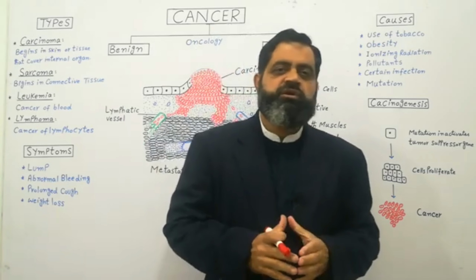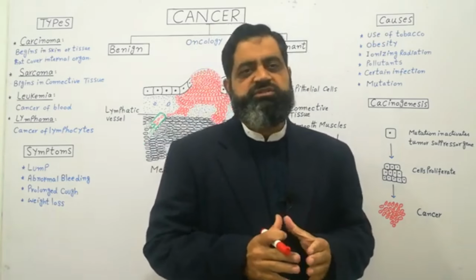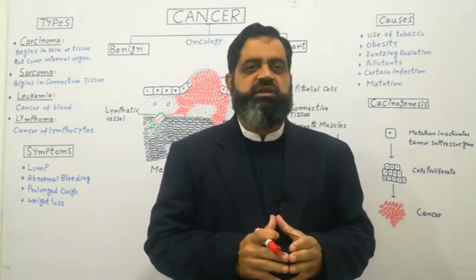There are 20 different types of mutations which can occur in the cell and can lead to the production of cancerous cells. So this cell divides and divides and divides and becomes a lump of cells, which is known as cancer, also known as a malignant tumor or benign tumor.